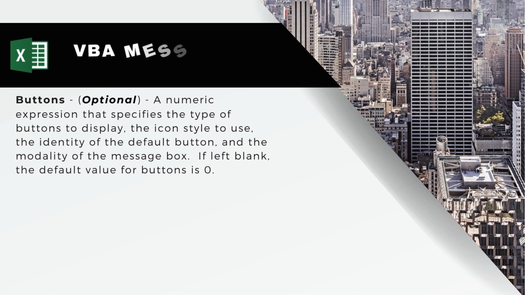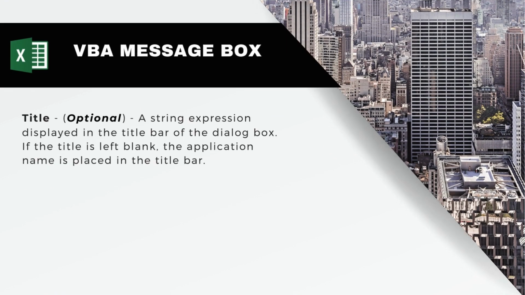Now, the buttons. That's optional, and it's a numeric expression that specifies the type of buttons to display, the icon style to use, the identity of the default button, and the modality of the message box. If left blank, the default value for the button is 0. The title is another optional thing, a string expression displayed in the title bar of the dialog box. If the title is left blank, the application name is placed in the title bar.